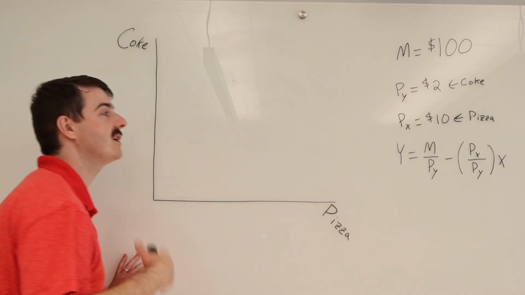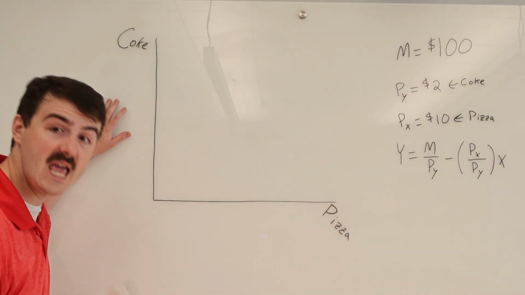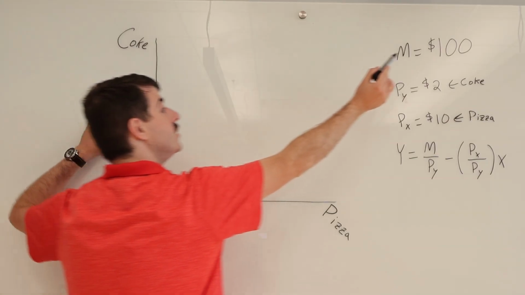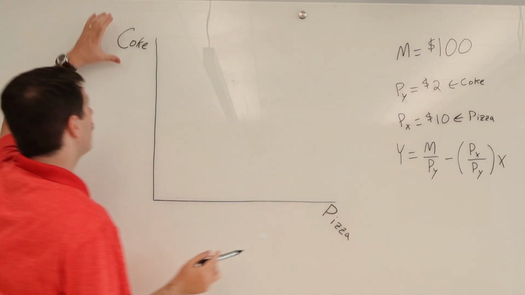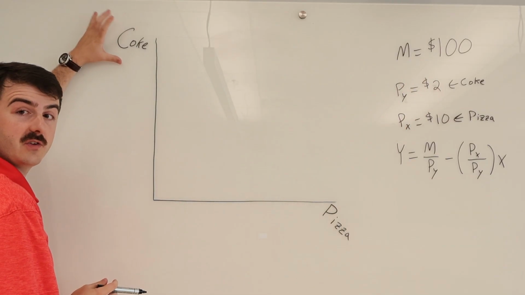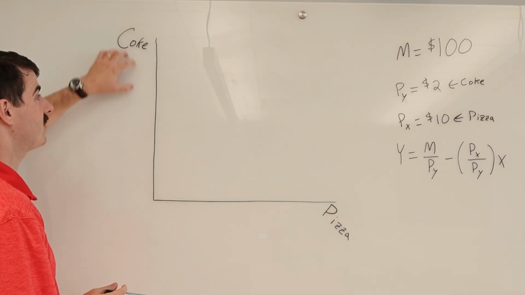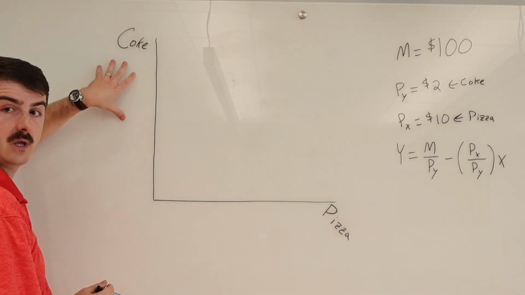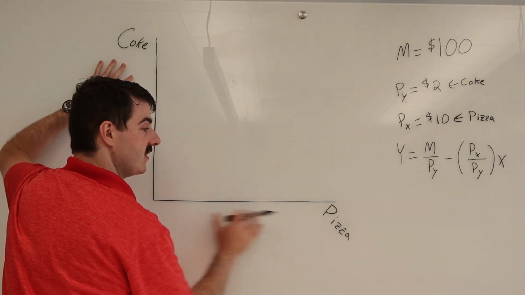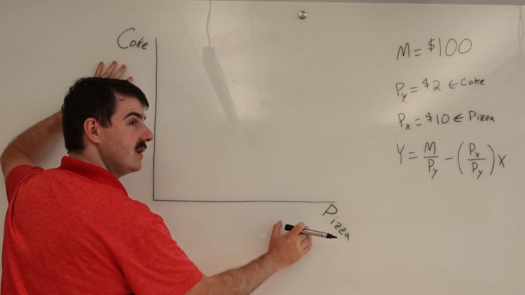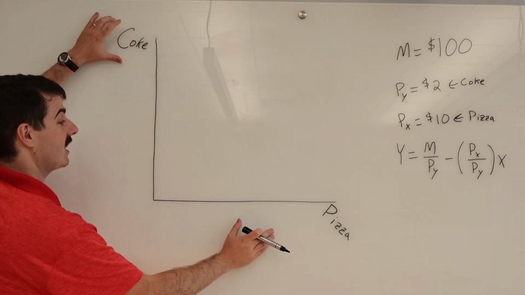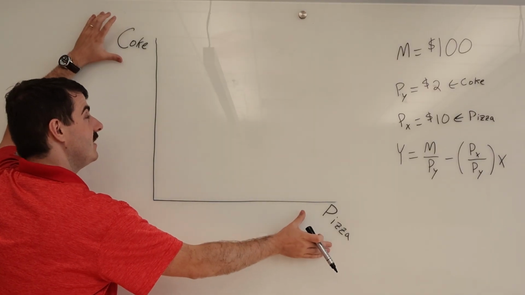But before we get there, let's start very simple here. If we have $100 and our y-axis is going to tell us how many units of 2 liters we get, and our x-axis is going to tell us how many units of pizza we get. So we've got Coke and pizza, how much we get of each.